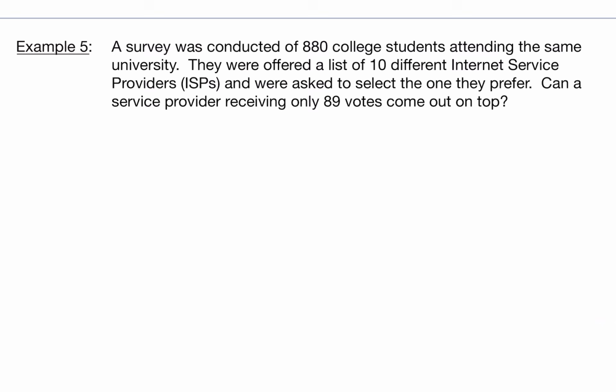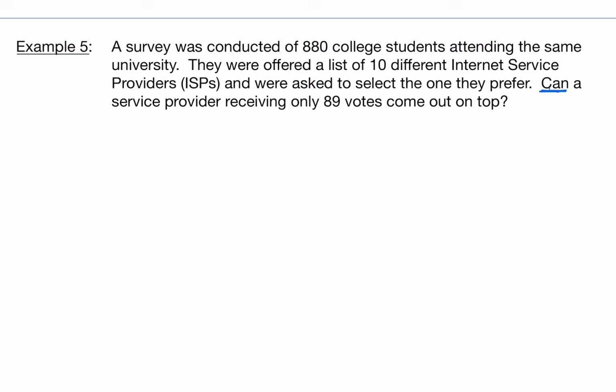A survey was conducted of 880 college students attending the same university. They were offered a list of 10 different ISPs and were asked to select the one they prefer. So the question is, can a service provider receiving only 89 votes come out on top? The key word here is can. Is it possible for a service provider receiving only 89 votes to come out on top?